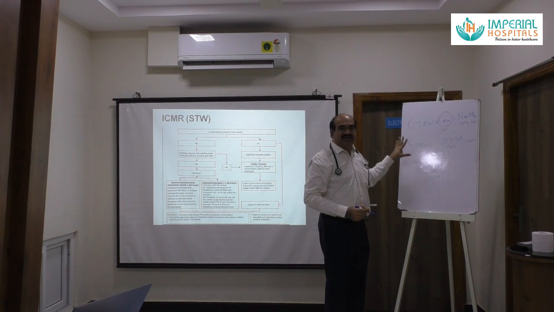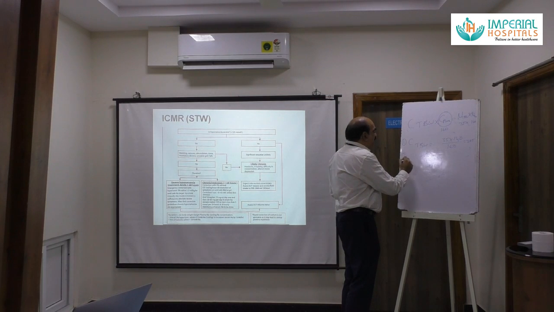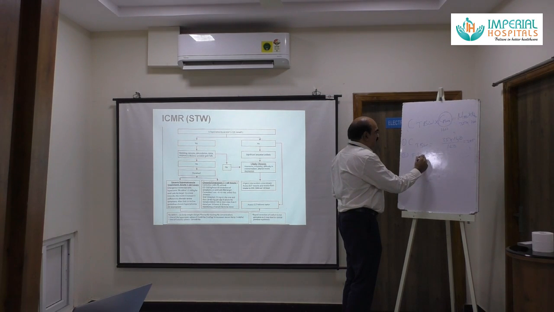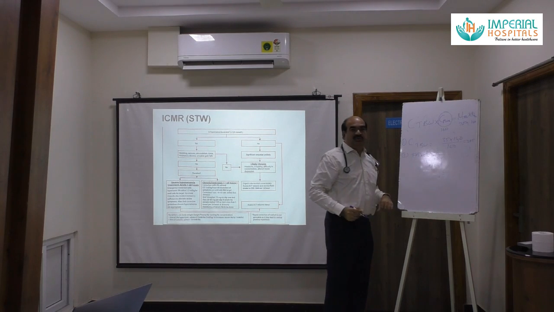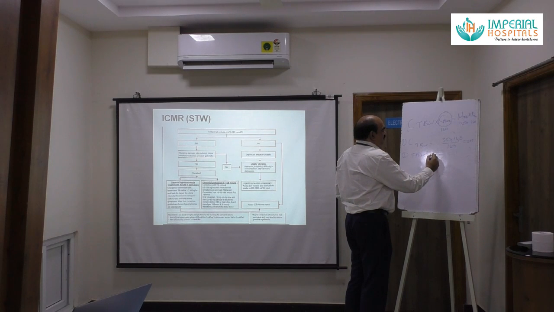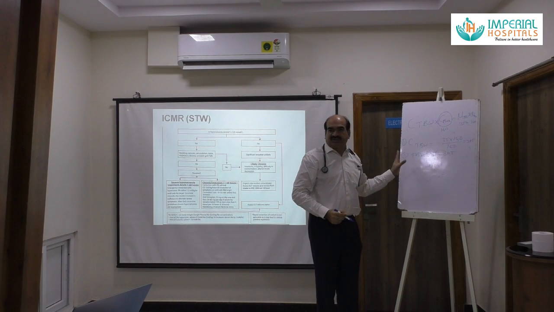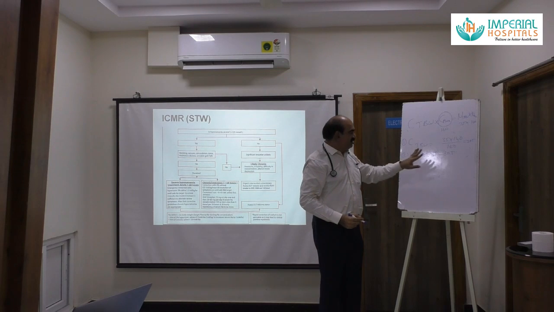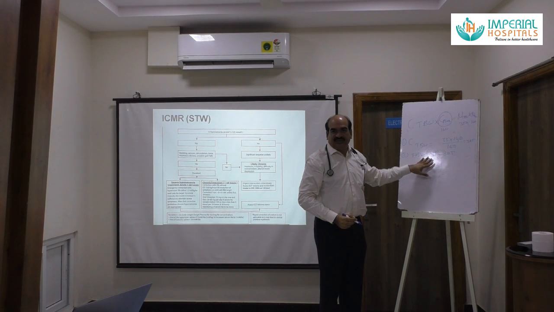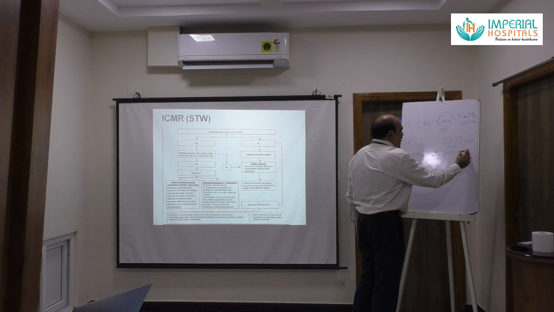So we should know the current total body water. That is the first step. Then we should know the free water deficit. How do you know free water deficit? Free water deficit is normal total body water minus current total body water. Normal total body water is 35, current total body water is 30.5. It means the free water deficit is 4.5.